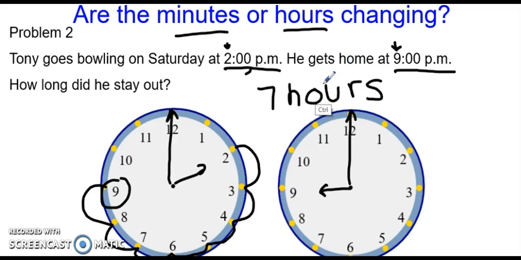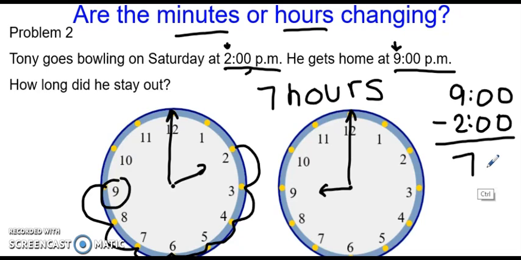I can also figure this problem out using subtraction. I would put my 9 o'clock first, subtract my 2 p.m., and I would get my 7 hours. This only works because we are just changing hours, not minutes. And both my times are p.m. If one time was a.m. and one time was p.m., we would not be able to subtract to find the answer. Your best way to figure it out is using the clocks.